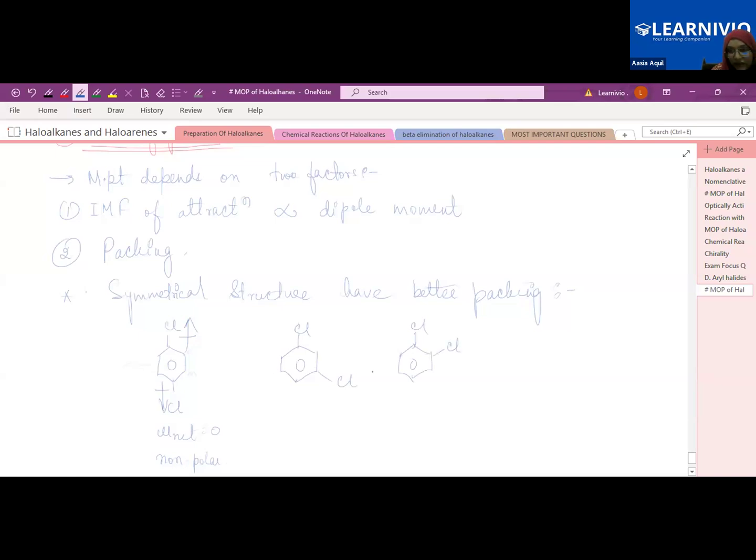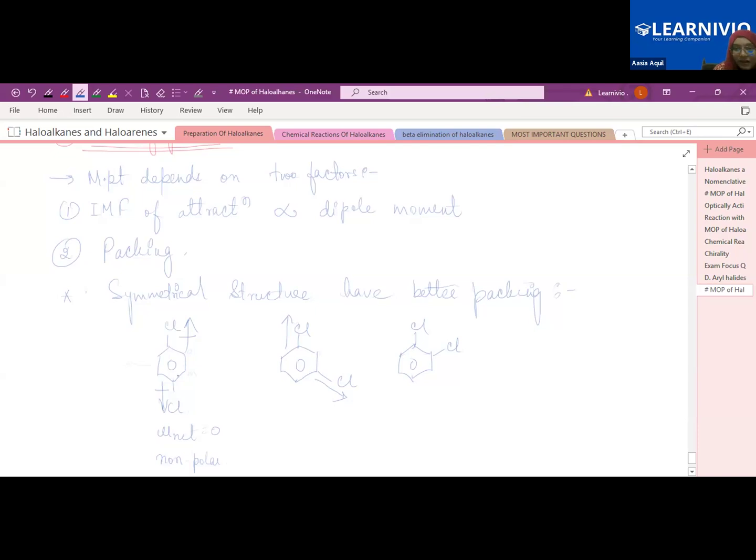So here you can see these two are not a symmetrical type. It's an asymmetrical type of structure, right? These two are an asymmetrical type of structure. So what happens? This chlorine will give you a dipole moment, right? And another dipole moment. Okay, so basically, in the first case, what happens? The net dipole moment: these two dipole moments will cancel each other out.